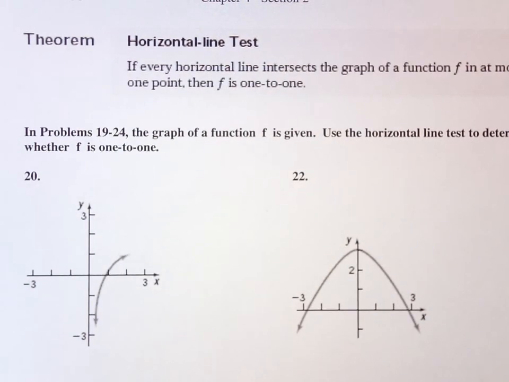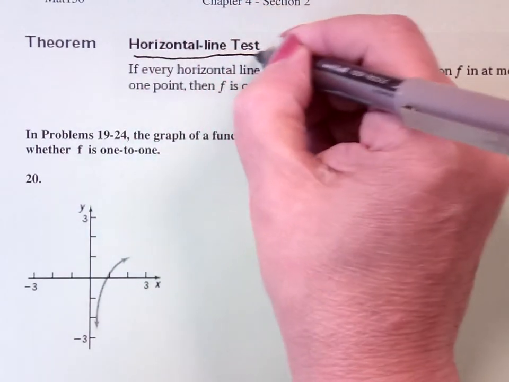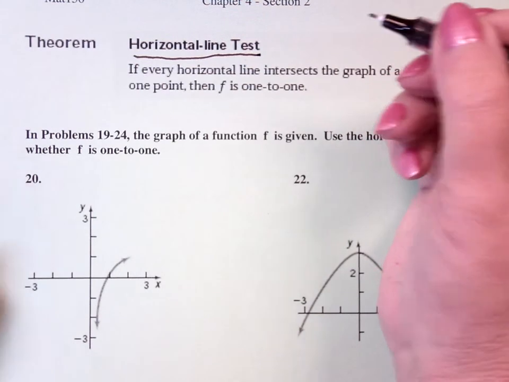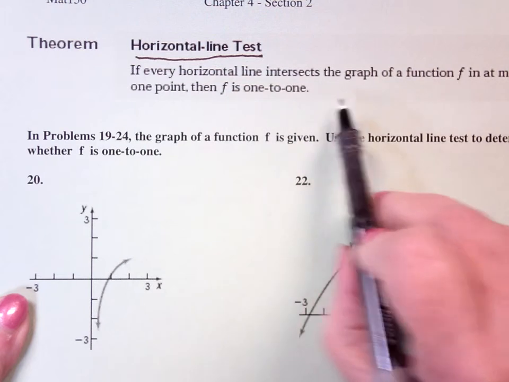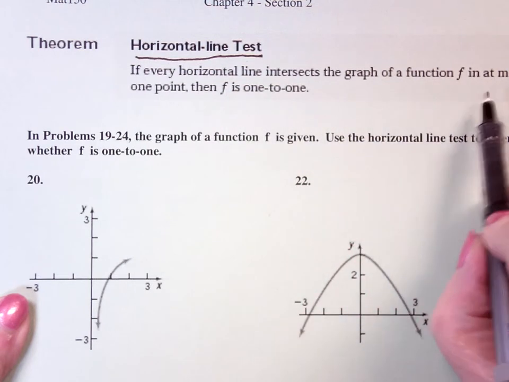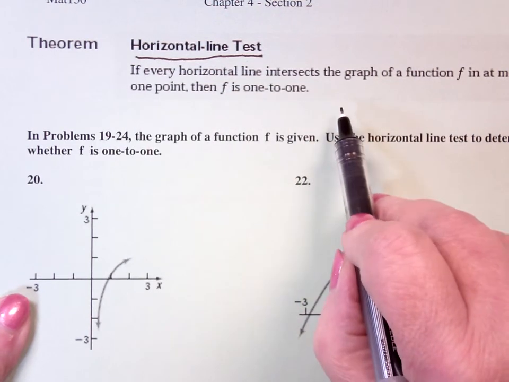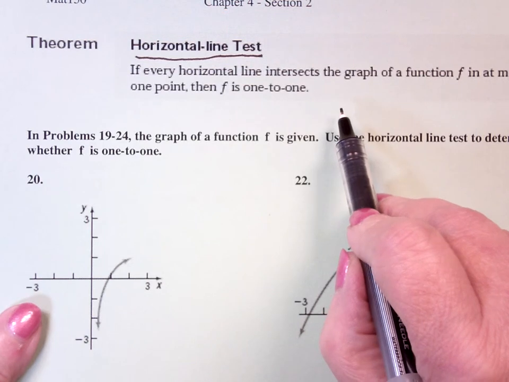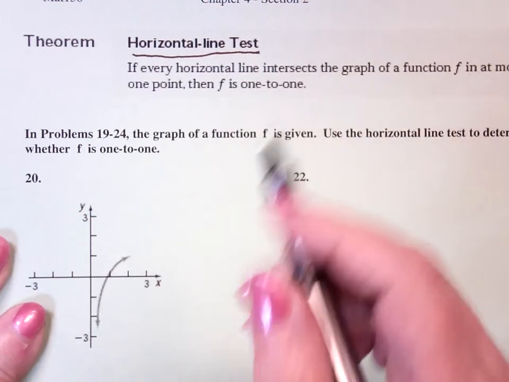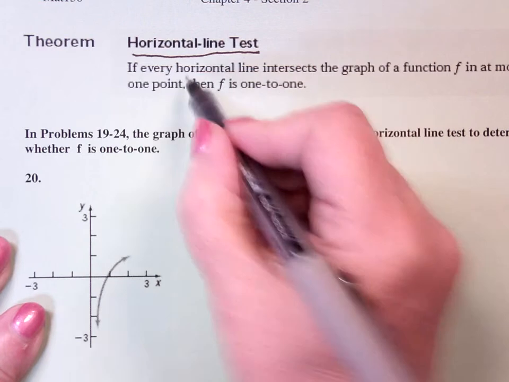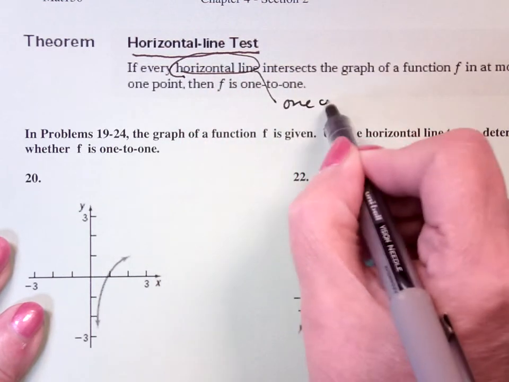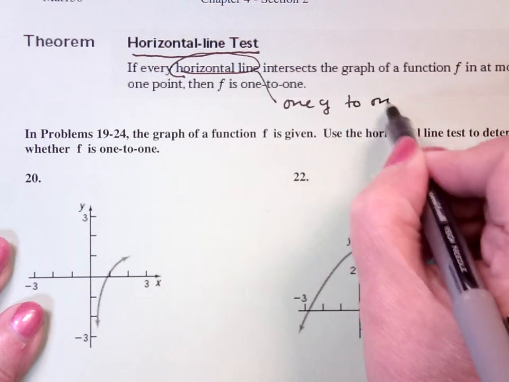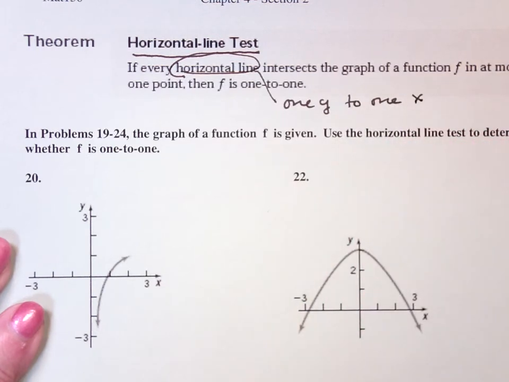This leads us to what we called the horizontal line test. And that says if every horizontal line intersects the graph of a function in at most one point, then the function is one-to-one. So what the horizontal line will give me, this thing right here, is one y to one x, like the vertical line gives me one x to one y.